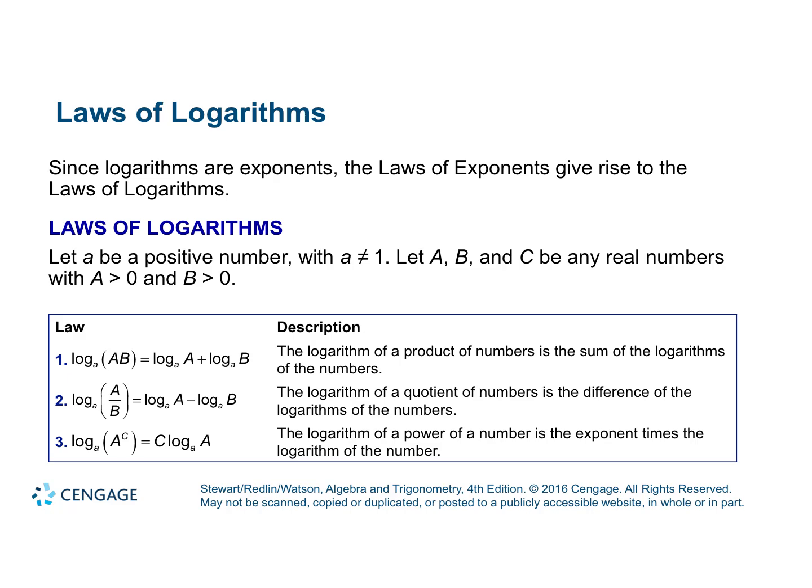Today we're going over 4.4, which is the laws of logarithms. Now, since logarithms are exponents, the laws of exponents give rise to the laws of logarithms. So there are different things to remember about these laws. Let A be a positive number with A not equal to 1. Let A, B, and C be any real numbers with A greater than 0 and B greater than 0.